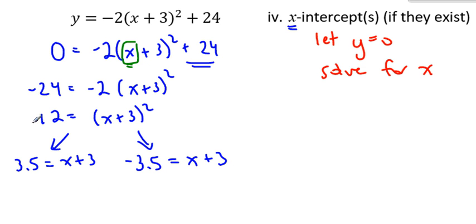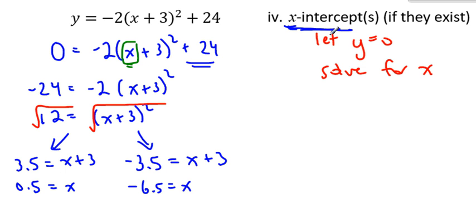So again, I took the square root of both sides. Here the square root of 12 is 3.5 or negative 3.5. And here by square rooting, I just remove the square. So finishing off, subtract 3 and subtract 3. So there's my answers, but again, x-intercepts are points, so we need to write them as points. So there's one x-intercept here, and the other x-intercept is here.